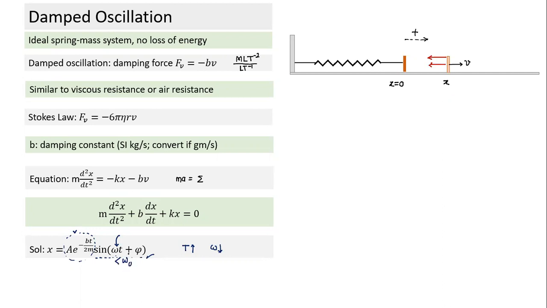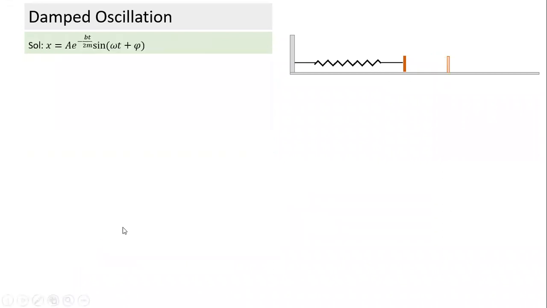What is omega naught here? Omega naught is the angular frequency of oscillation, which is root of k by m in case of undamped oscillation. What is undamped oscillation? It is when b is equal to 0. You notice what happens when I substitute b equal to 0: this term becomes equal to A. So compared to undamped oscillation, the amplitude will keep on diminishing; it is not constant. And second, compared to undamped oscillation, the time period is greater and the angular frequency is lesser. Omega will be lesser than omega naught. That's the solution.